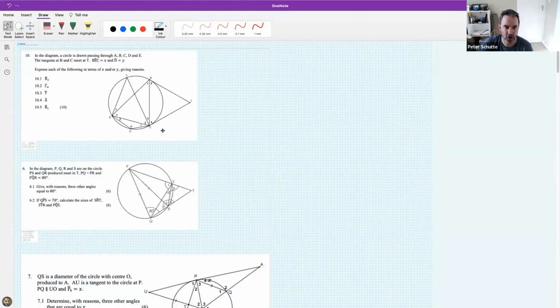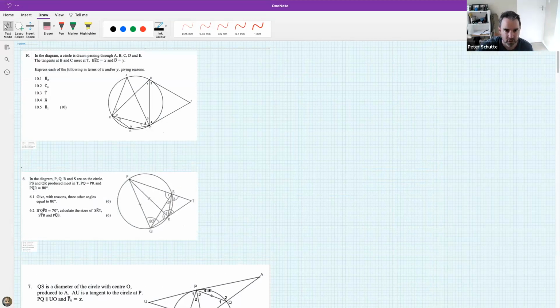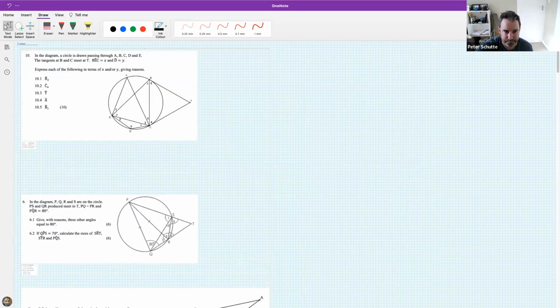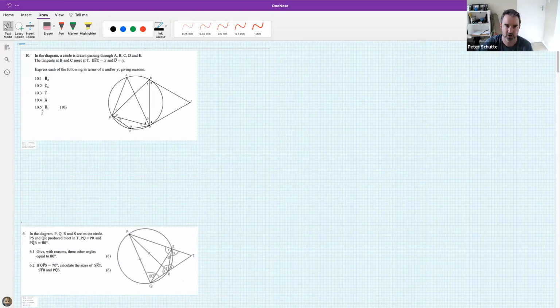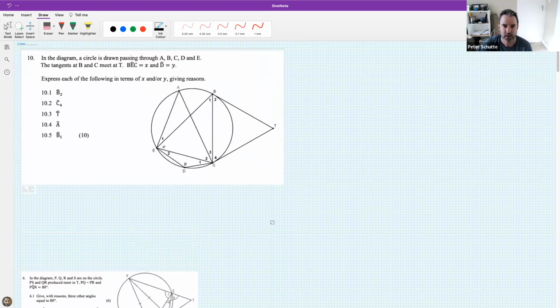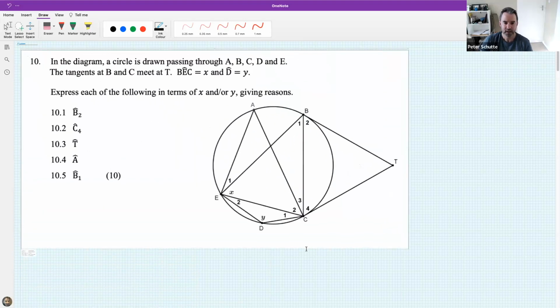So let us start. Let me move all these other questions I have got ready out of the way, and I will zoom in. You are going to start by helping me solve this question. It says here, in the diagram, a circle is drawn passing through A, B, C, D, and E. Let me make this a little bit thicker.